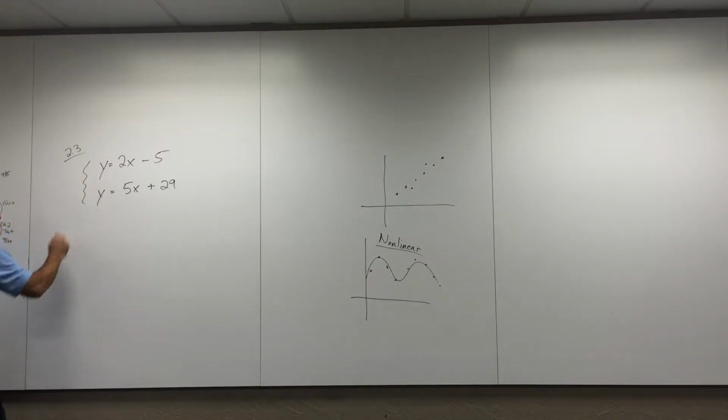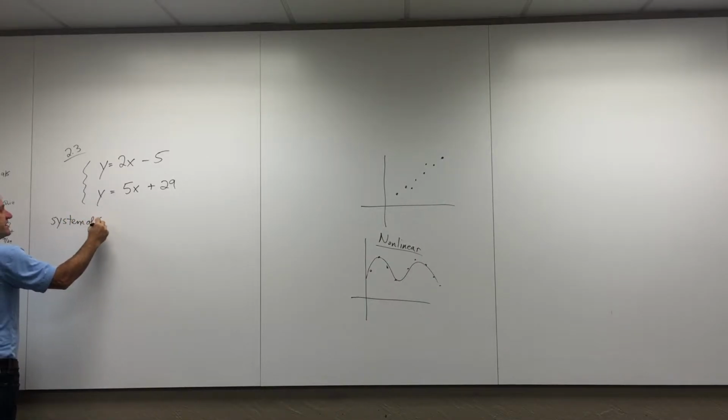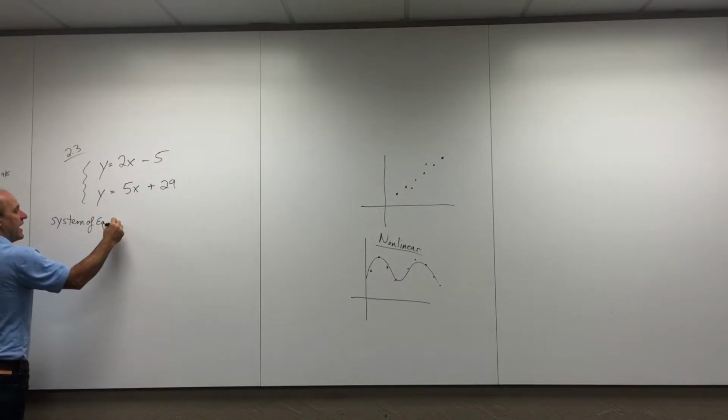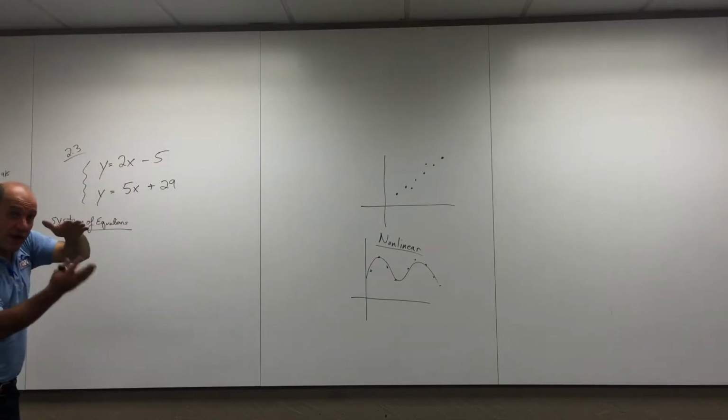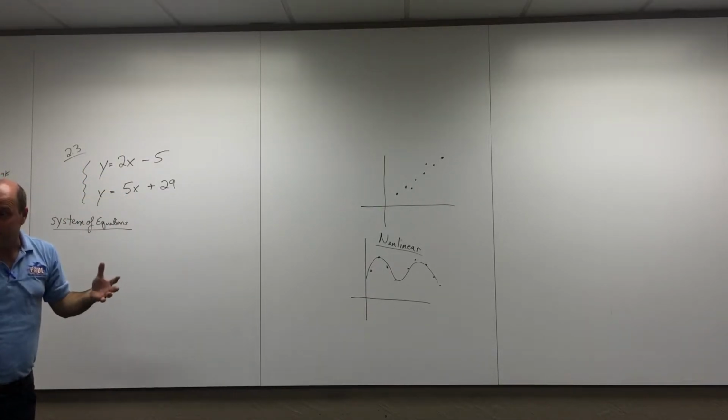But we look at this, and it's called a system of equations. In this particular case, there's two equations, so it's a system of two equations. And if it's got two equations, then there's usually two variables. Two variables, two equations is a system of equations. We could do three equations, three variables. That's a system of equations.